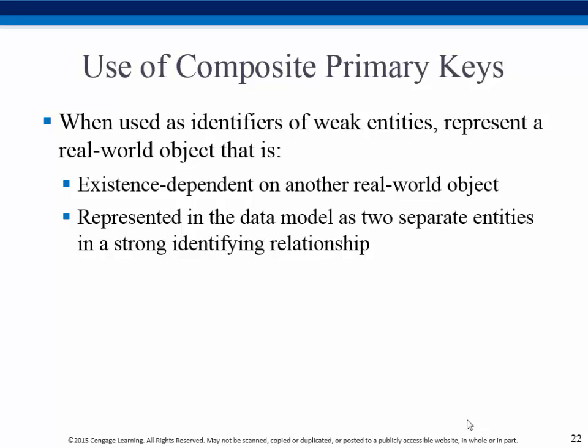When used as identifiers of weak entities, you represent a real-world object that is existence dependent on another real-world object and represented in the data model as two separate entities and a strong identifying relationship. For example, a real-world invoice object is represented by two entities in a data model, the invoice and the line. Clearly, the line entity does not exist in the real world as an independent object, but is part of the invoice.